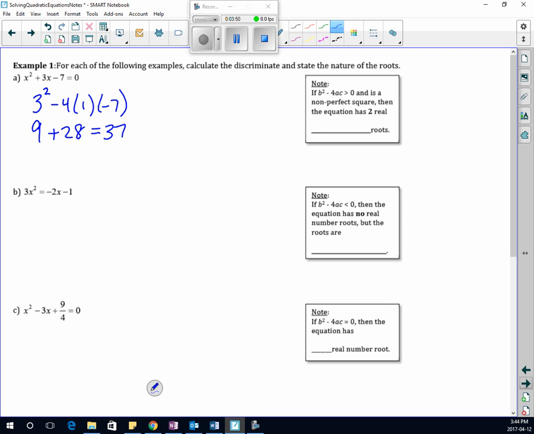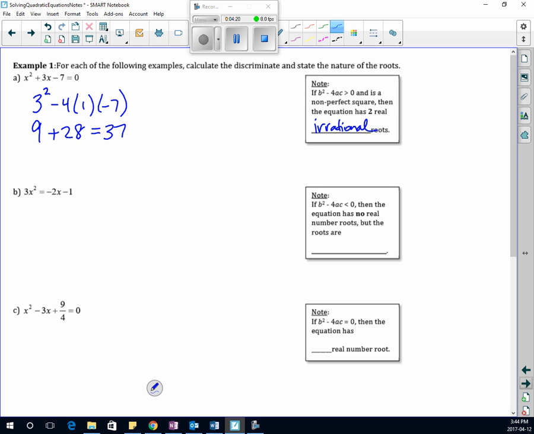So if b squared minus 4ac is greater than 0 and it is a non-perfect square, so 37, you cannot square root that and get a nice rational number. It's some kind of decimal of some sort. Then the equation has two real irrational roots or solutions, meaning you're going to get some decimal answers for this that go on forever, irrational, right?